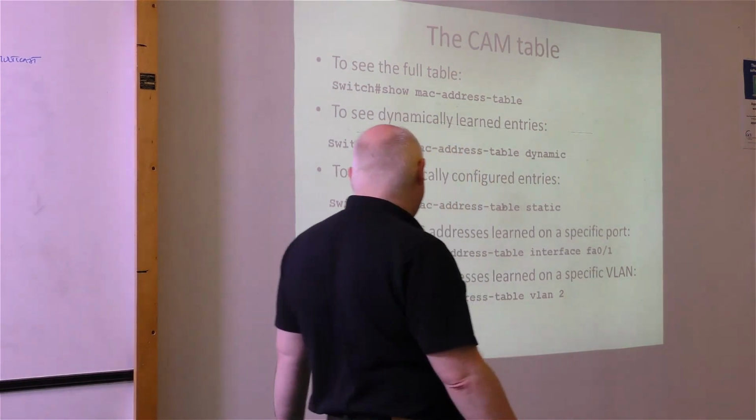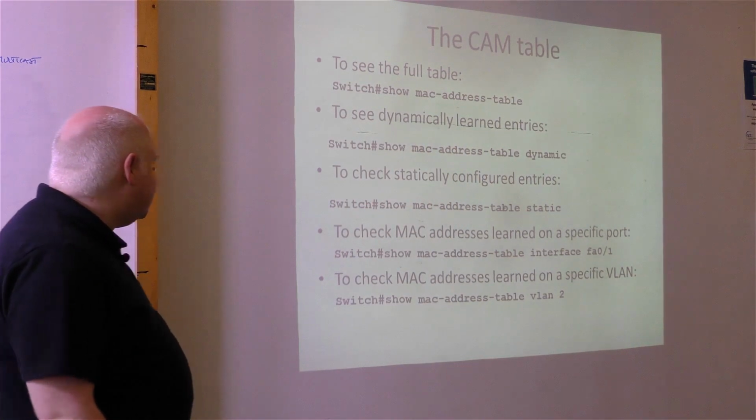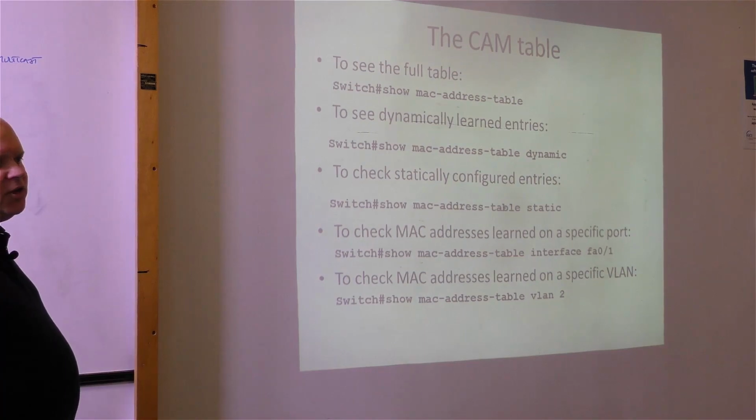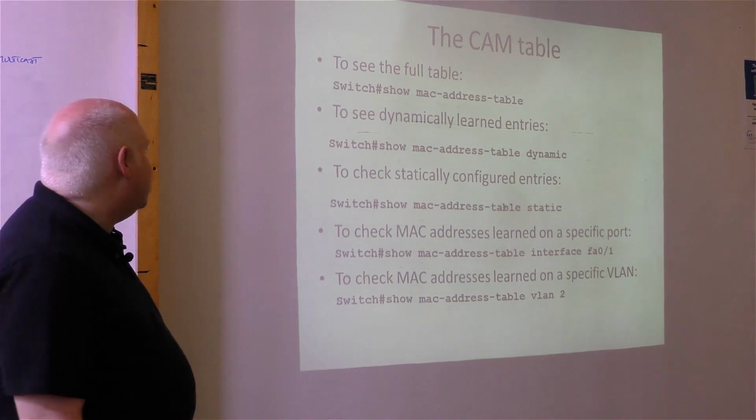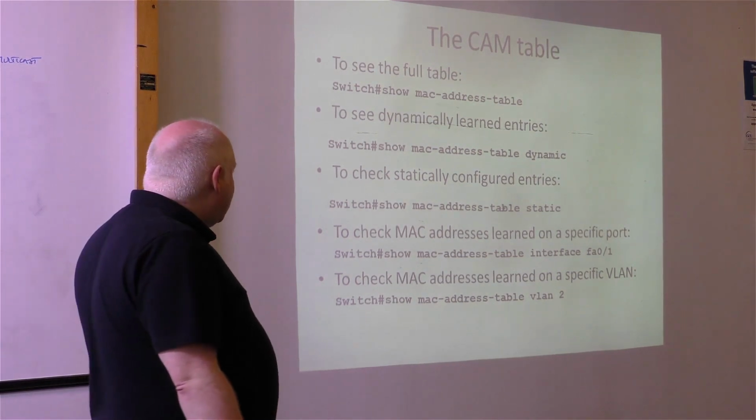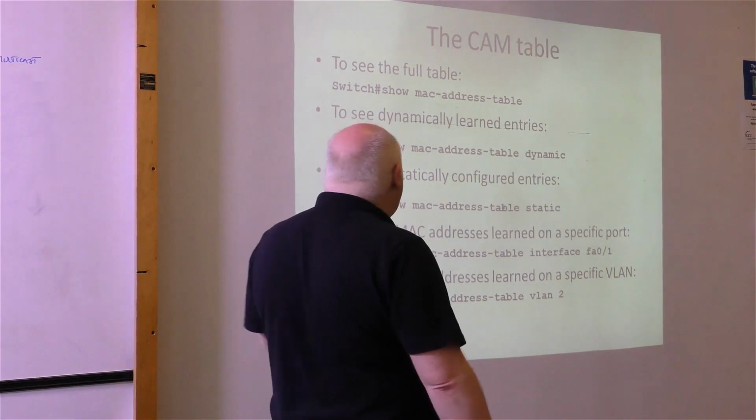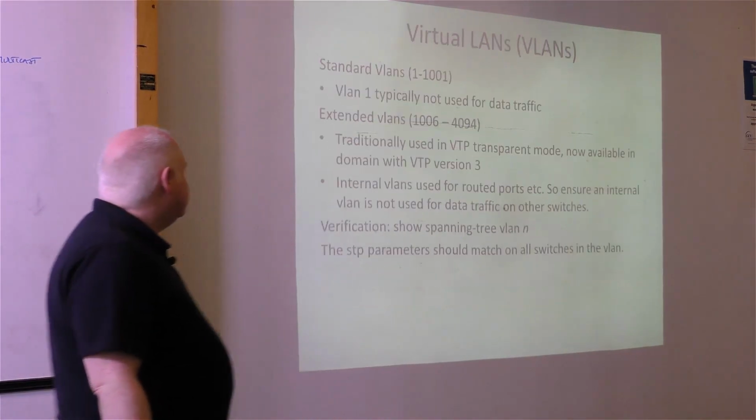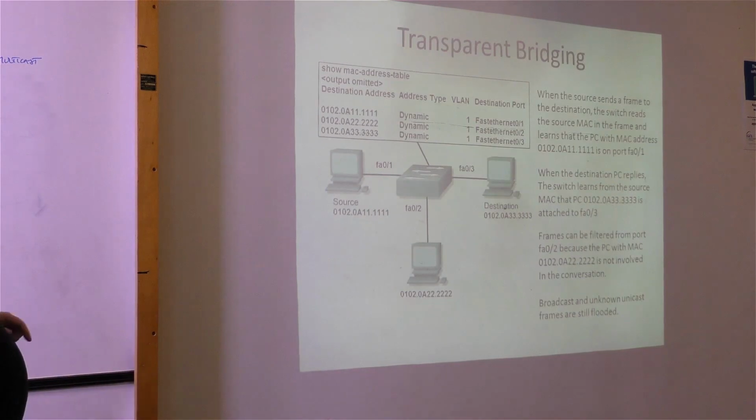We can also see these by VLANs, but we're getting into VLANs after the next break, so I'll talk about that then. So the MAC address table, the CAM table, is crucial.